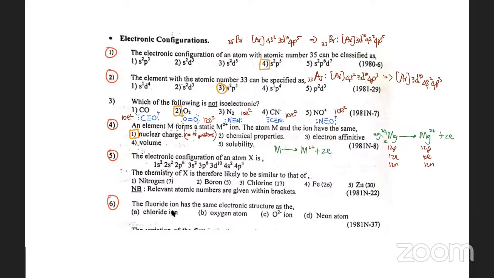The electronic configuration of an atom X is given like this. It's actually arsenic, no people? Here 4p3, it's arsenic. The chemistry of X is therefore likely to be similar to that of who? Any guesses? It will be similar to, okay, I have 3 answers, right? It will be similar to nitrogen, people.